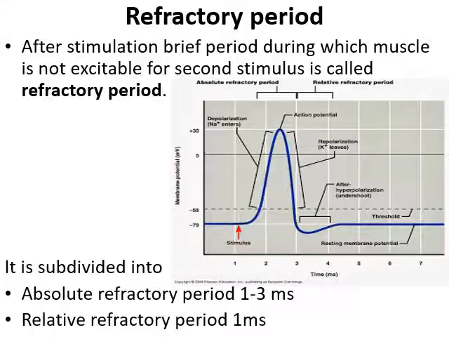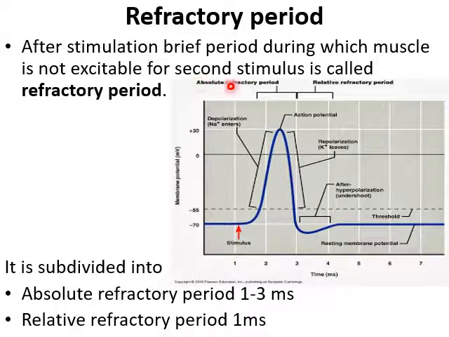Now moving on to another property, that is the refractory period. What do you mean by refractory period? After a stimulus, the brief period during which the muscle is not excitable, it is refractory to a second stimulus. So by definition, the refractory period is the period after stimulation during which the muscle is not excitable by a second stimulus. It is subdivided into the absolute refractory period, which lasts for about 1 to 3 milliseconds, that is from the upstroke to the peak, and to some extent the repolarization phase.